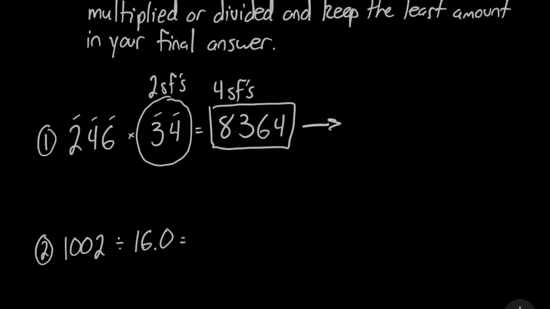If we round this number, 8,364, to 2 significant figures, we can round up to 8,400. So 8,400 should be our final answer with sigfigs, and we round it up because the digit we are rounding off, this 6, is 5 or greater, so that just means we will round up.